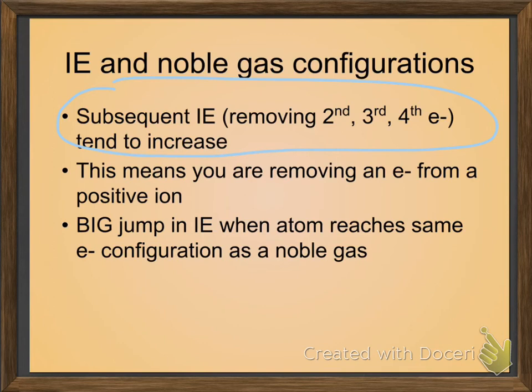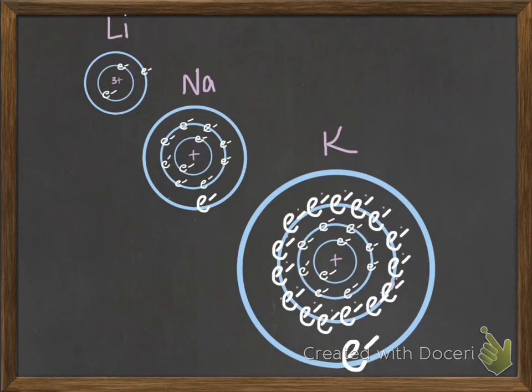So to recap, every time you take off an electron, it gets harder to remove the next one, because you're removing an electron from a positive ion. Not a fair fight at all. And when you get to noble gas configuration, IE goes right off the charts. It's really, really high.